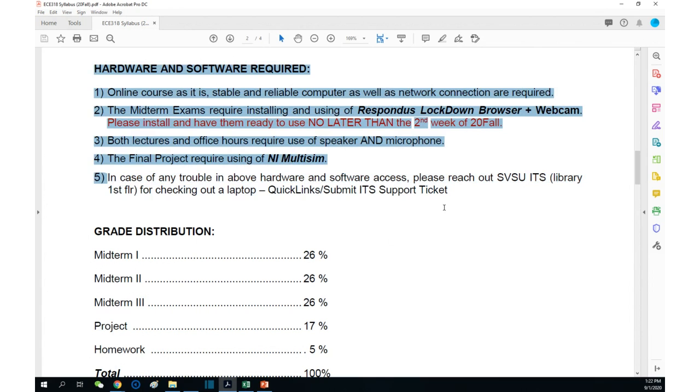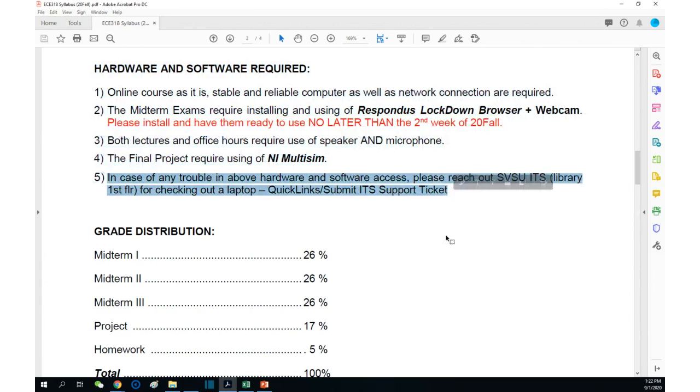Last but not least, if you have any technical trouble or you need any sort of help, remember we have ITS, okay, which is at what? The library first floor, right? Library first floor.